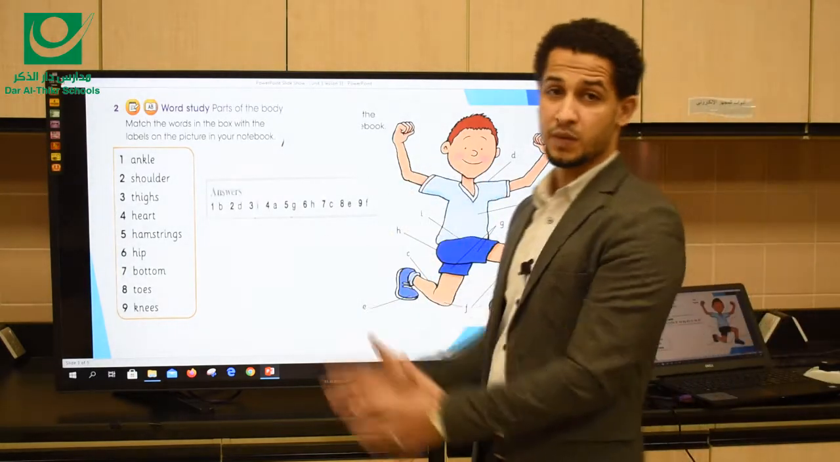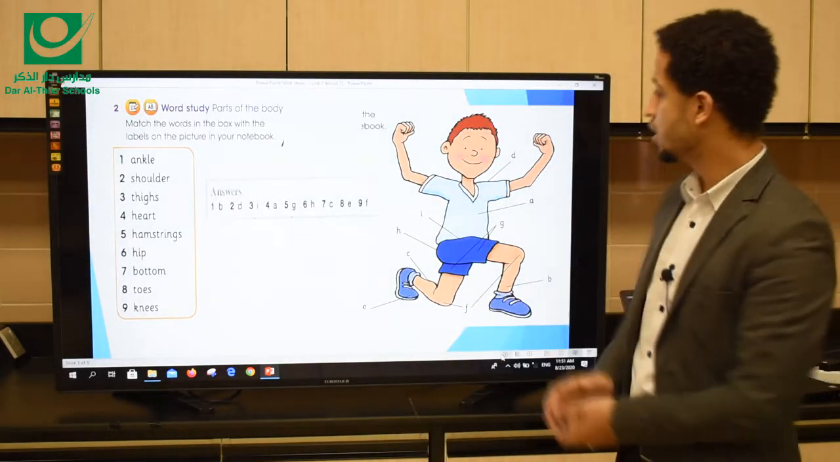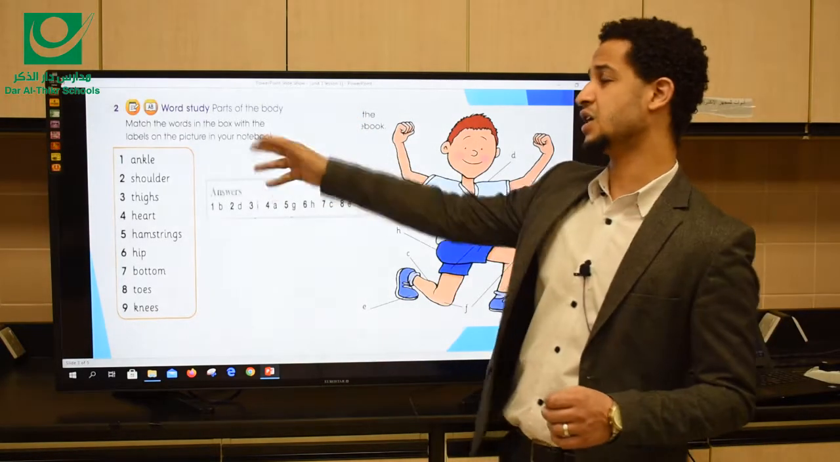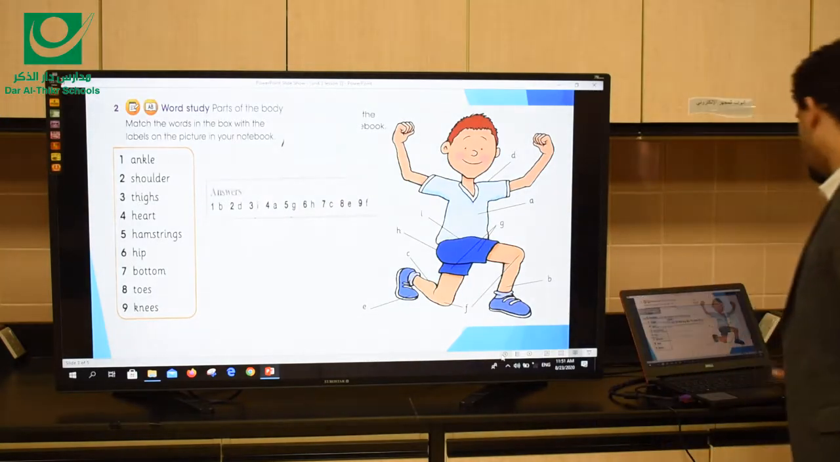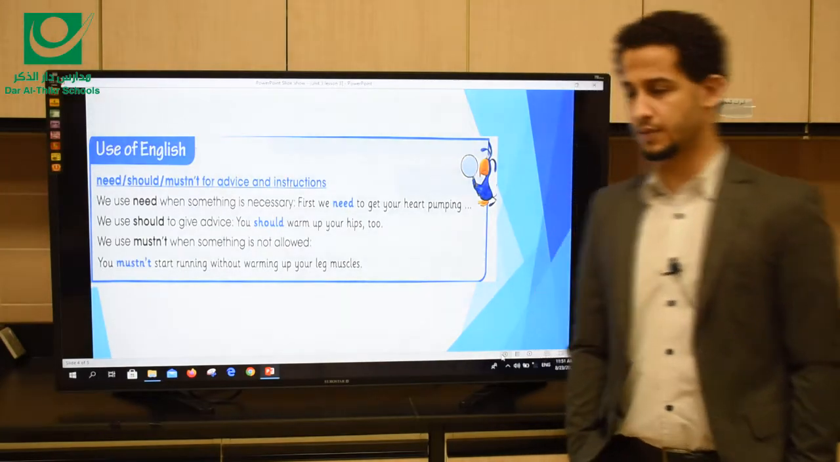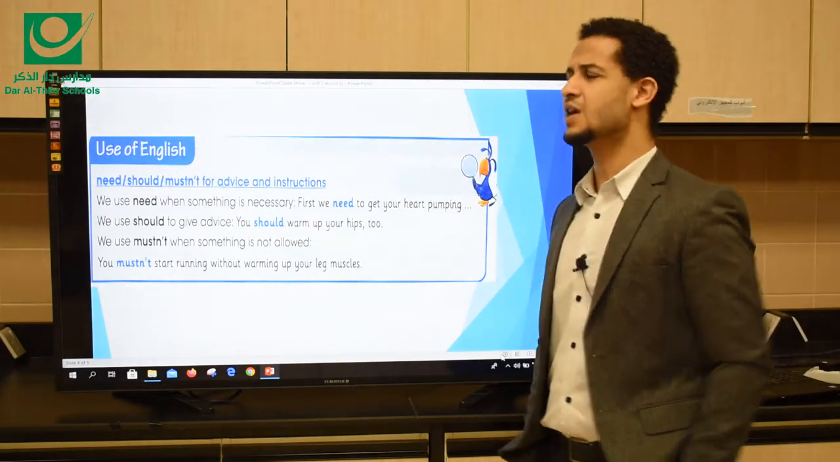These are the parts of the body you are responsible for. You have to identify the place and the name of every one of these parts. Okay? Now we move to another part in this lesson. This is the use of English grammar.